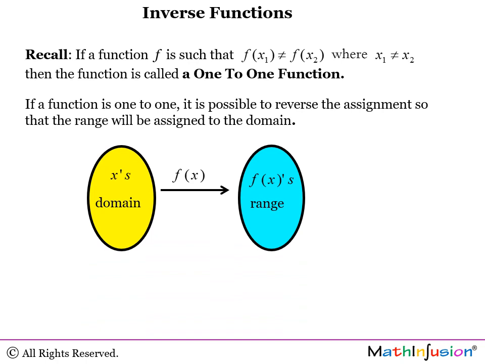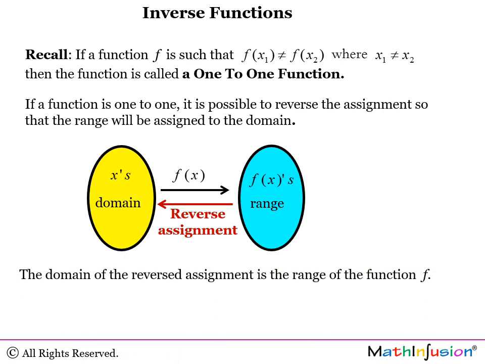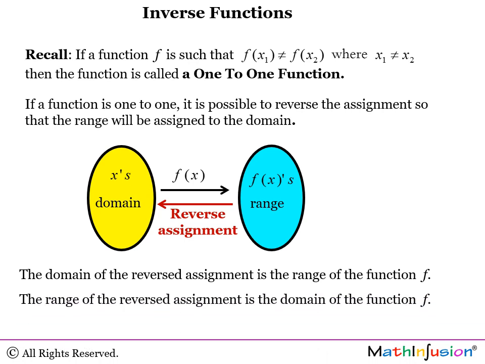So the function f(x) is an assignment from the domain to the range. If this function is one-to-one, we can also have a function that will assign the range to the domain. This is the reverse assignment. So the domain of the reversed assignment is the range of the function f. And the range of the reversed assignment is the domain of the function f.